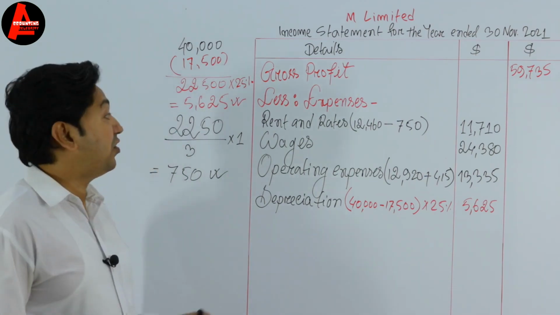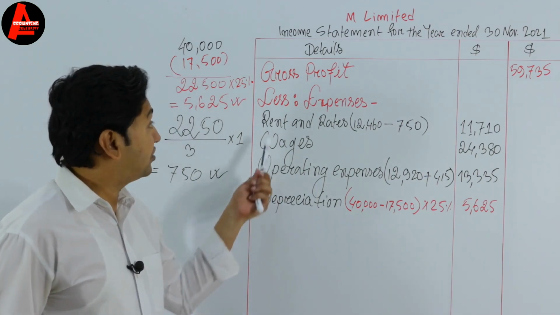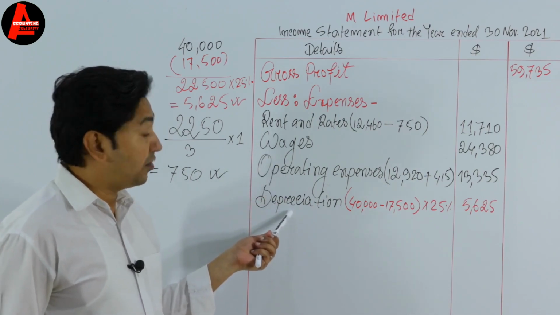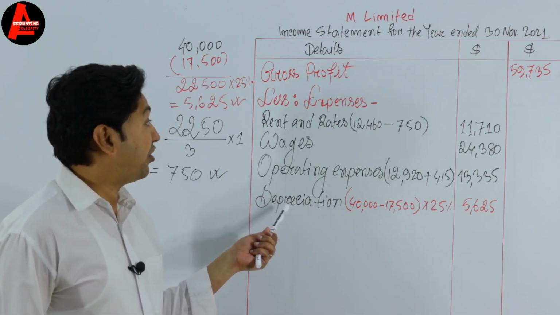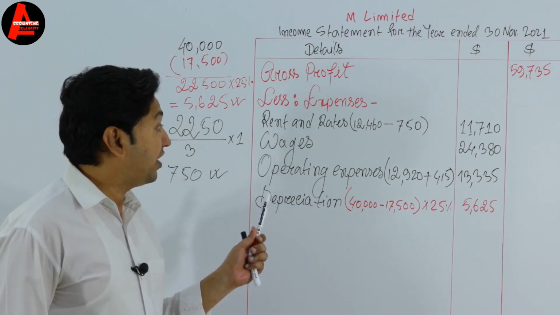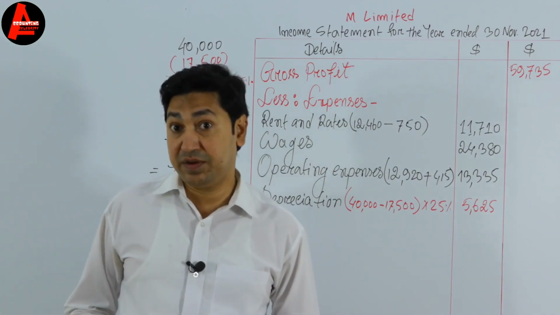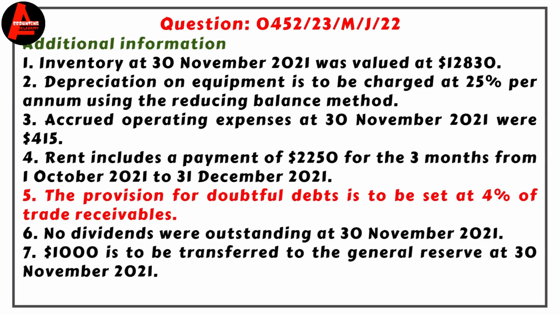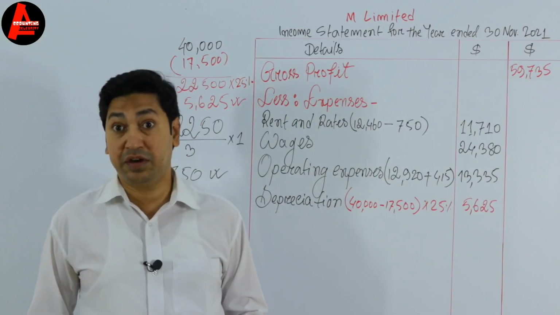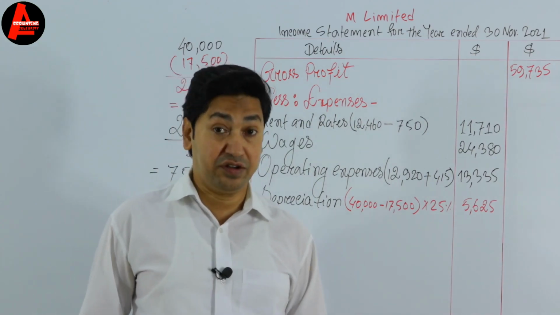Now here we wrote these three items and depreciation. These are relevant to the question. Now here we have one more item in the adjustments. There are no other items in the question, the trial balance. So let us have a look at adjustment number 5. Here it is written that the provision for doubtful debts is to be set at 4% on trade receivables. You know, provision for doubtful debts is related to the trade receivables.